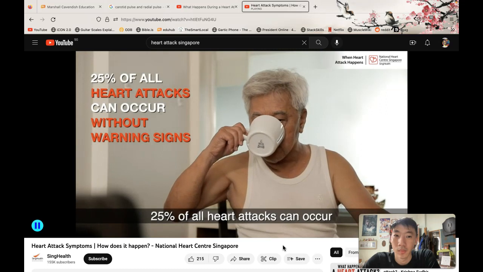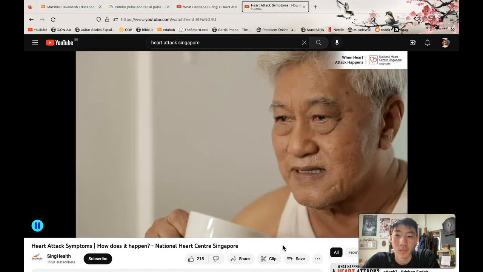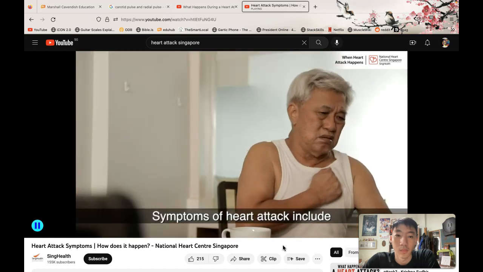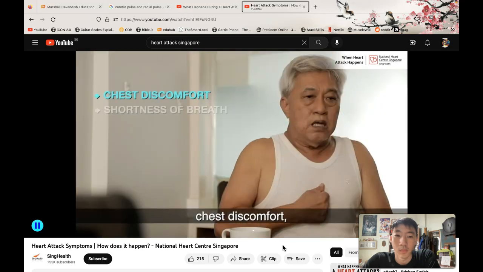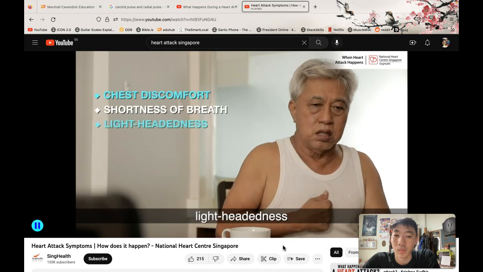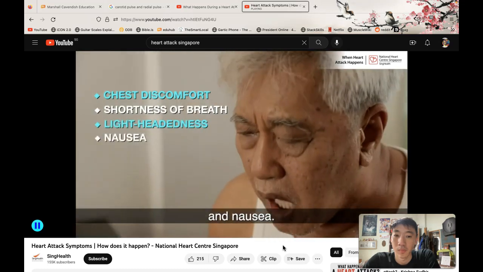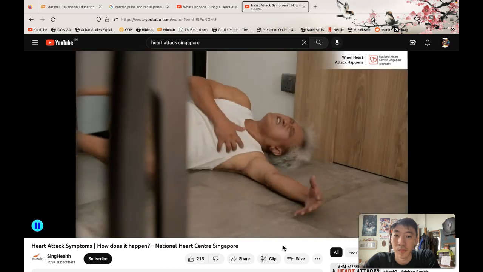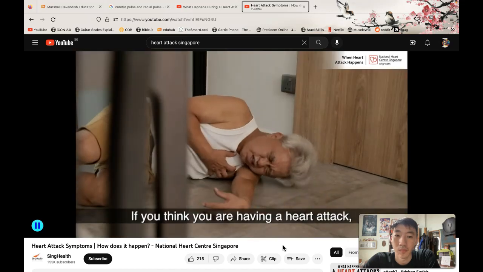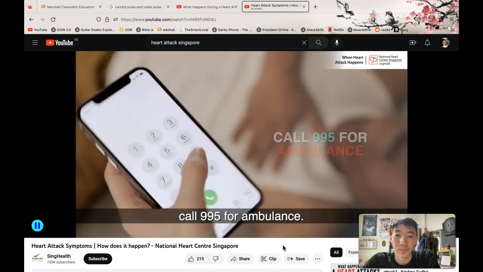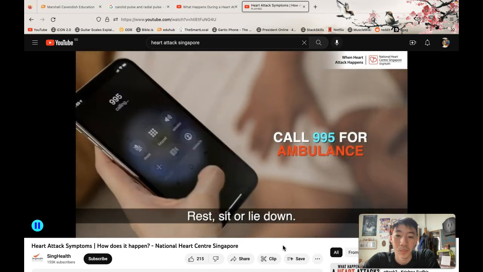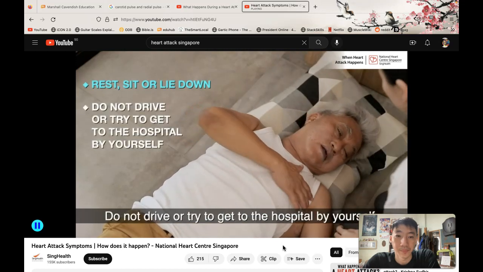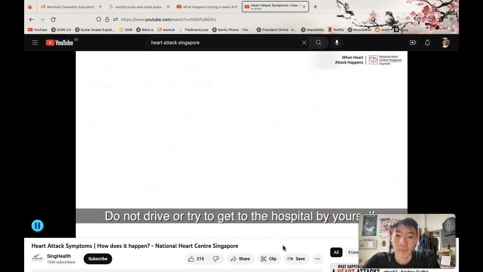25% of all heart attacks can occur without warning signs. Symptoms of heart attack include chest discomfort, shortness of breath, lightheadedness, and nausea. If you think you're having a heart attack, call 995 for an ambulance. Rest, sit, or lie down. Do not drive or try to get to the hospital by yourself.